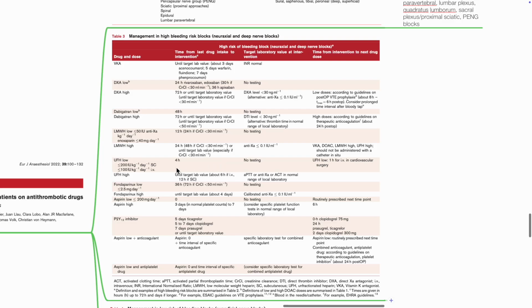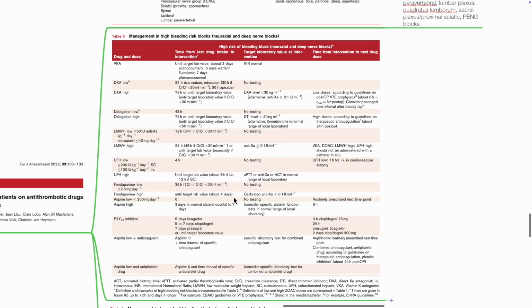For low-dose unfractionated heparin, it should be 4 hours. For high-dose unfractionated heparin, it should be 6 hours if IV, 12 hours if subcutaneous, or until target lab value, APTT or anti-Xa or ACT in normal range. For low-dose fondaparinux, it should be 36 hours, or 72 hours if creatinine clearance is less than 50. If high-dose fondaparinux, intervention should wait until anti-Xa is less than 0.1 international unit per ml, which takes about 4 days.